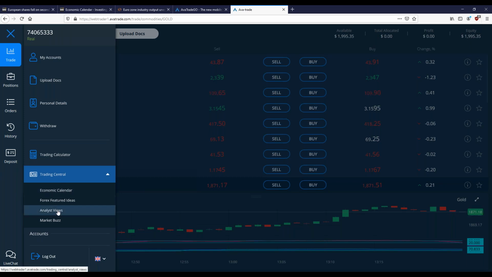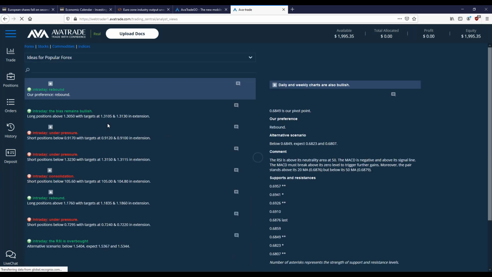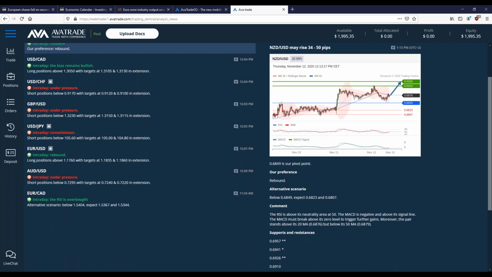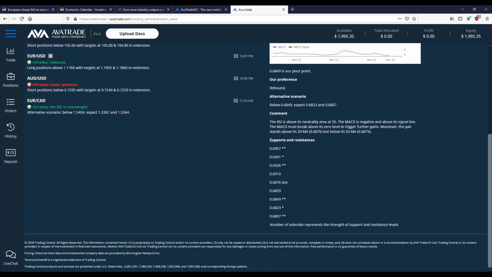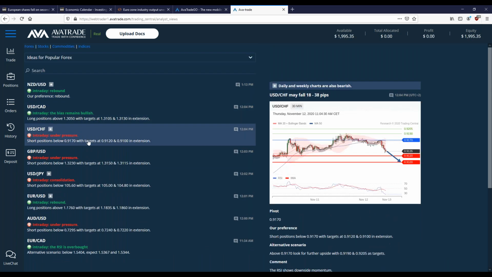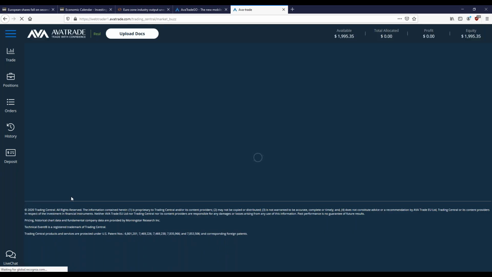I mean, I can pull up my own signals, analyst views. These are live signals. This is what's happening now. They're showing where they think the movement will go. They explain why, the price levels, entries, exits, everything, where the support and resistance levels are, okay? For whatever asset you might be interested in, there they are. It's in the Trading Central. We can look at the fundamental news, okay? Let's look at market buzz.